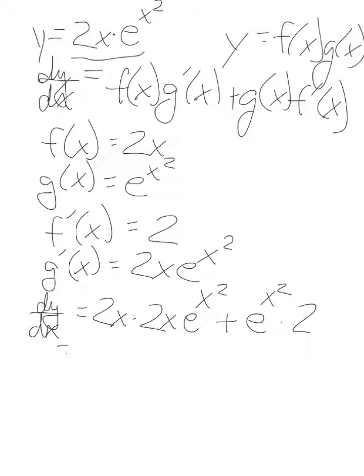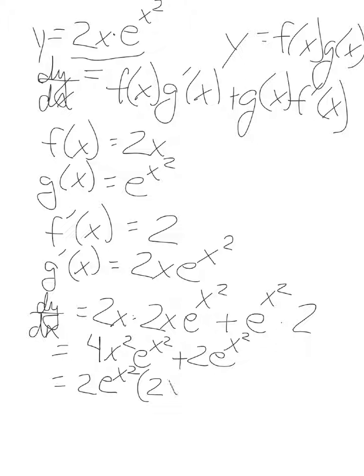So let's put this all together. We have 4x squared e to the x squared plus 2 e to the x squared. And if you're feeling particularly fancy, you may want to write that as 2 e to the x squared times 2x plus 1. Okay?